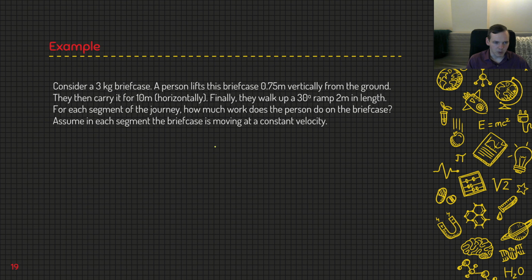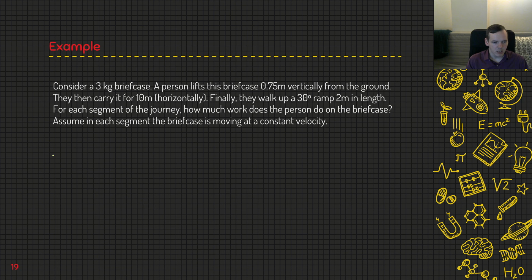As an example, consider a 3 kilogram briefcase. A person lifts this briefcase 0.75 meters vertically. Then they carry it for 10 meters horizontally. Finally, they walk up a ramp for 2 meters. For each segment of the journey, how much work does the person do on the briefcase? Assume that in each segment the briefcase is moving at a constant velocity. That matters for something that we'll talk about later, but in this case, we don't need to worry too much about that piece.